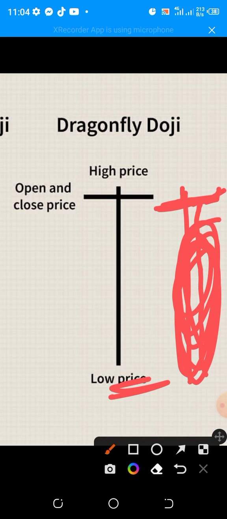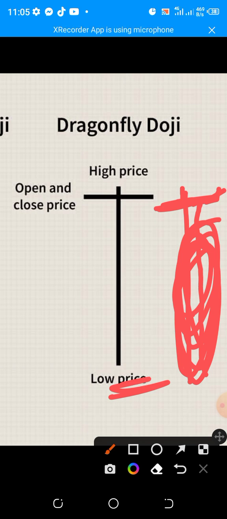Depending on the next candlestick forming, if it is a green candle, that is the confirmation candle for you to take your position for the bullish move, or long. So if it is followed by a green candle, you can take your position and go long in the market. All right, that is how dragonfly works.